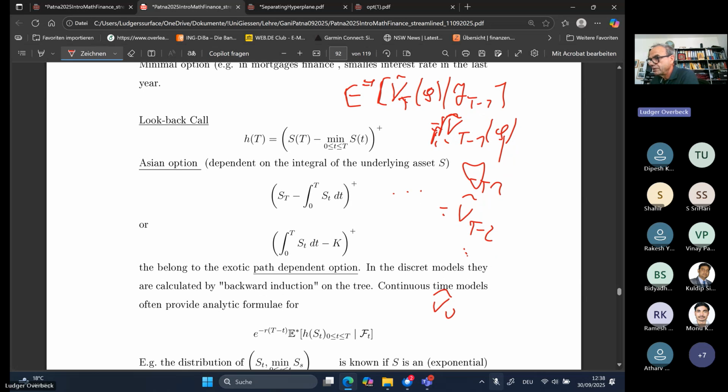And then you know your V_T, and the V_T is always a fair price. So the martingale property is more or less a recursion, how to get from the final payout to the current price. And for this you need martingales.